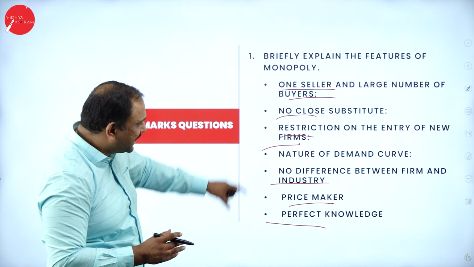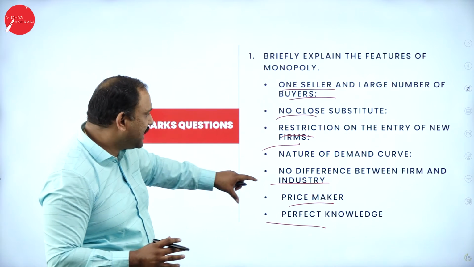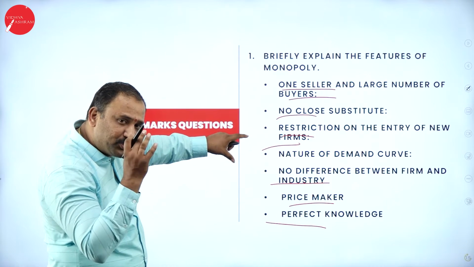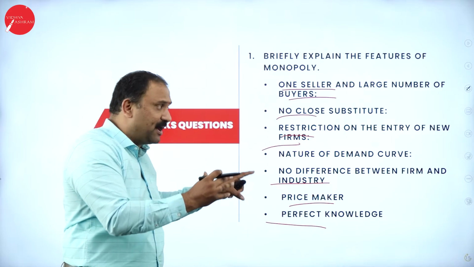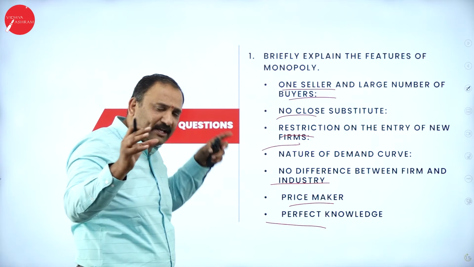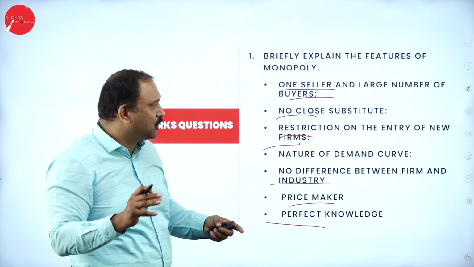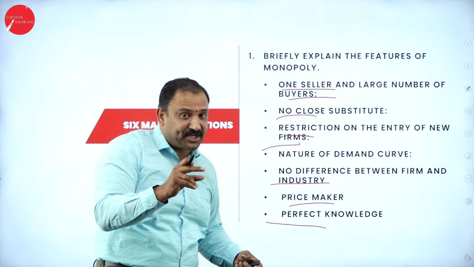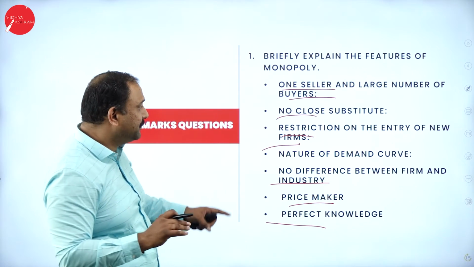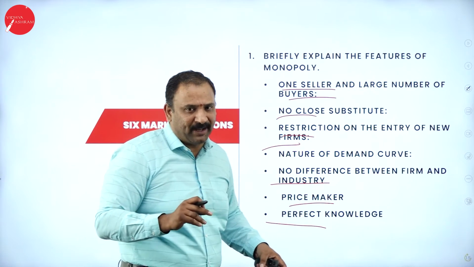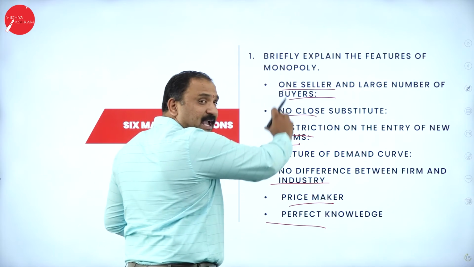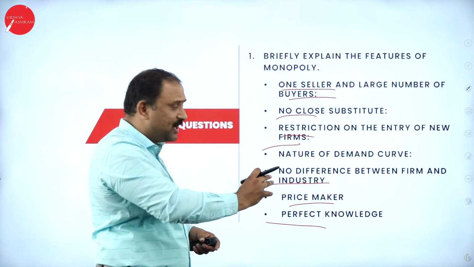Now, if you look into this entire question, there are about 7 points which you need to remember to make that 6 marks. The first one is the very common topic, the seller and the buyer concept. The second one is the substitutes concept: there is no substitute available. Then the restriction in terms of firm entry. I think these 3 you would be able to get in the 1-markers and 2-markers itself.